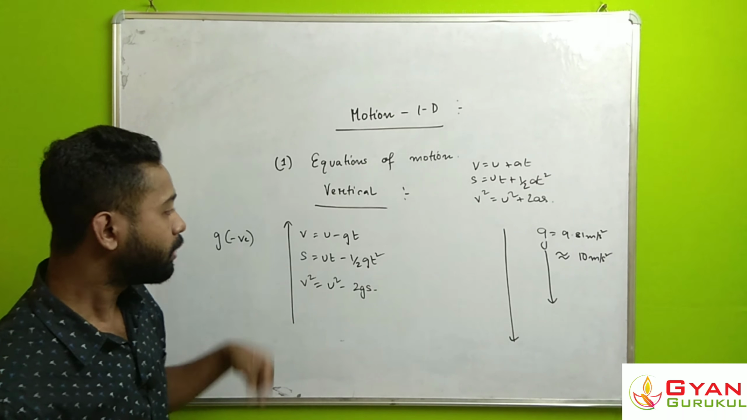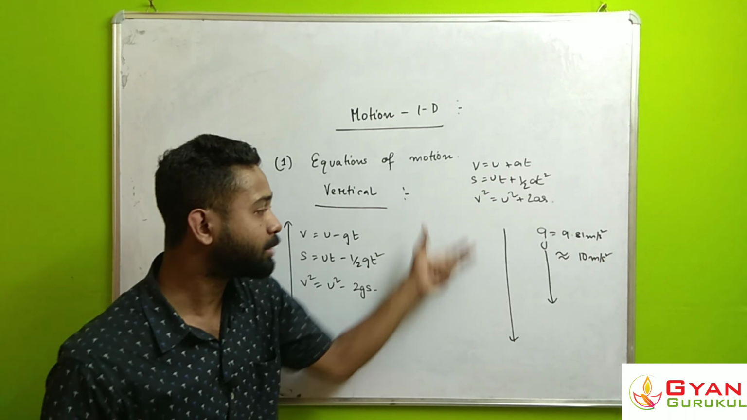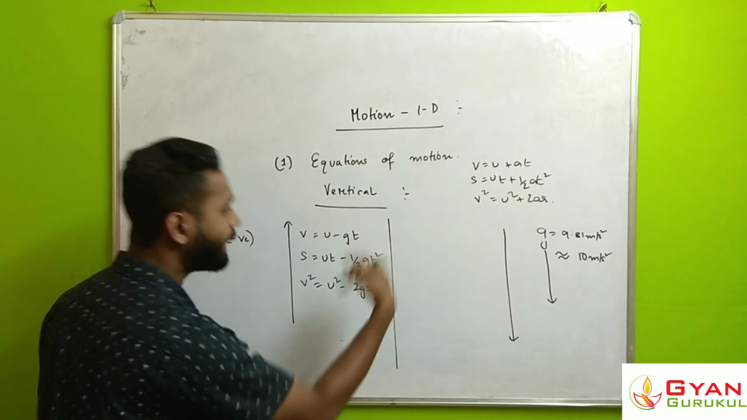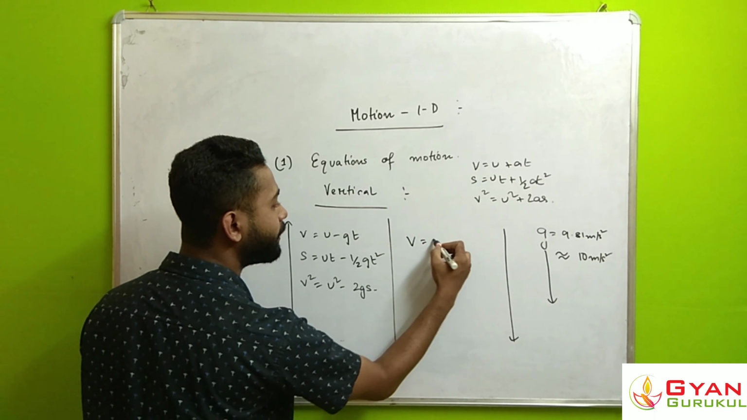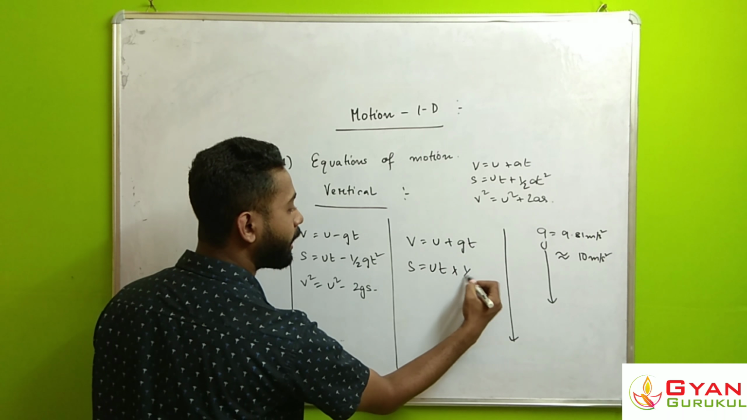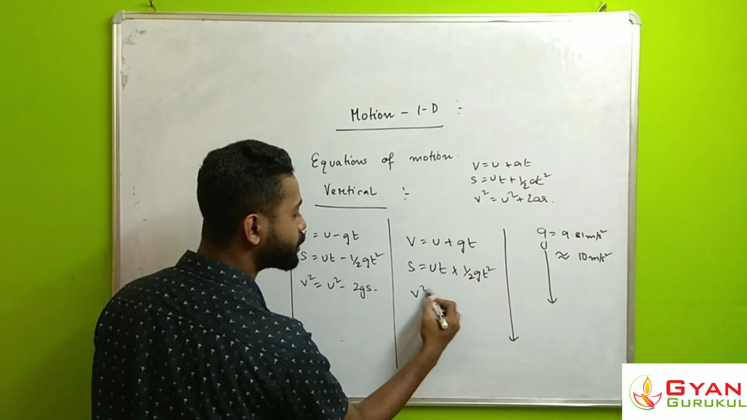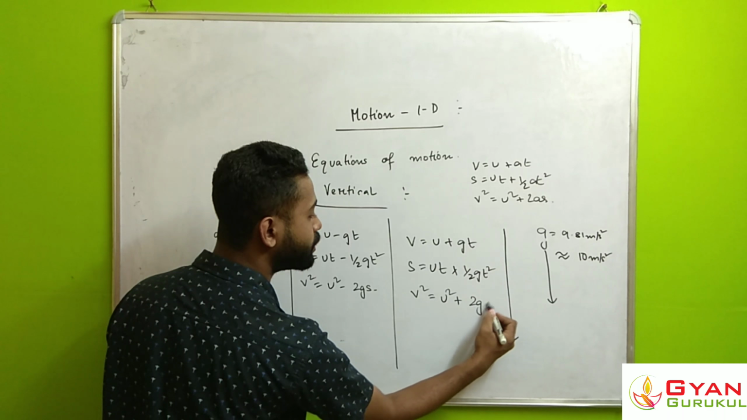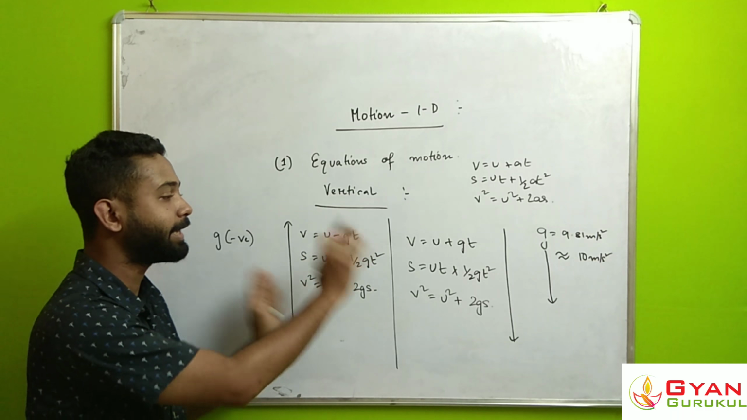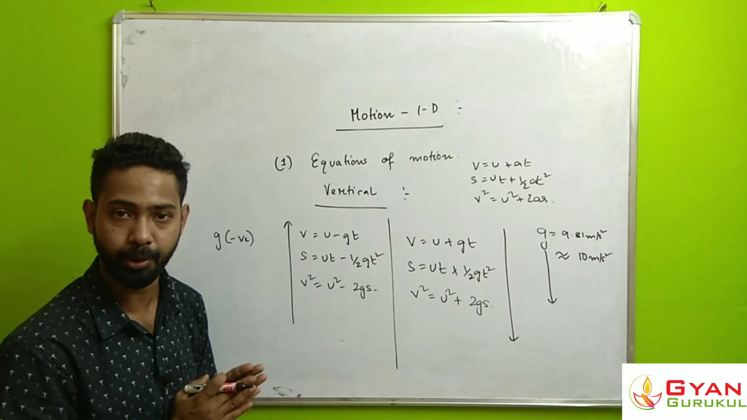Okay, now the next thing is, what happens when you deal with the equations with the downward motion? So, it's basically very simple. The equations would look like V equals U plus GT, S equals UT plus half GT squared, and V squared equals U squared plus 2GS. Now, this is just the general consideration, a general set of equations that I can use.